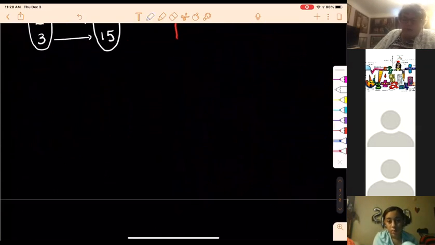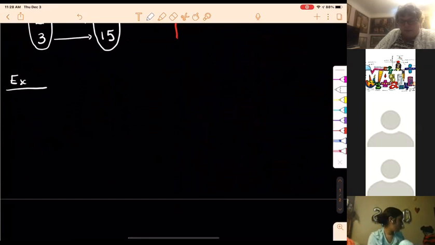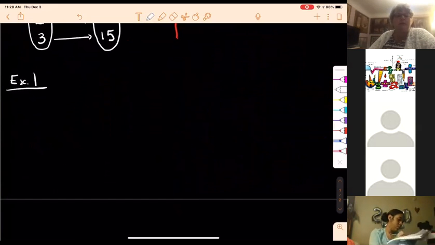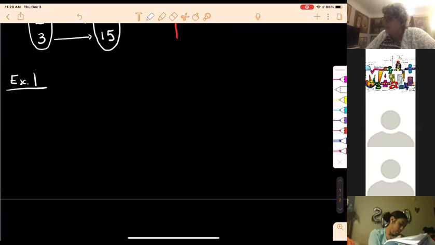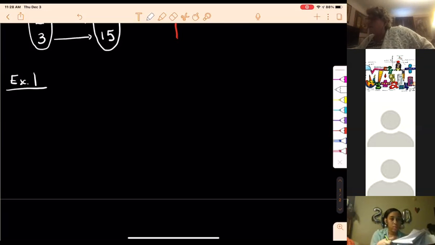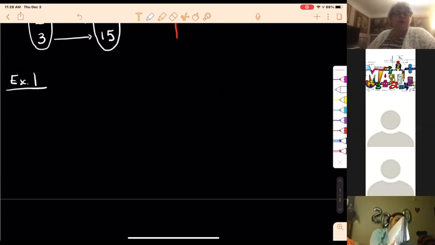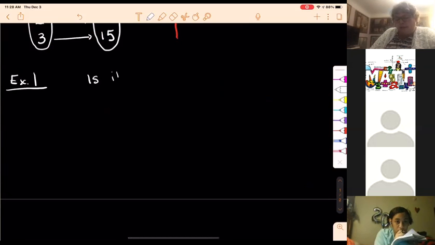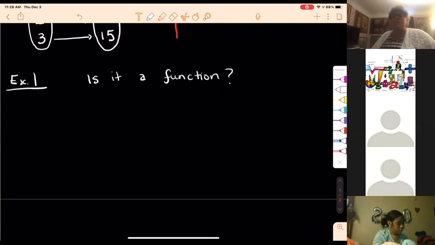Okay, so as we go, I'm just going to call these examples. So this is going to be example 1. And the only thing that I am going to ask you is to determine if there's a function or not. Okay, so is it a function? And I'm going to use the same directions for all of these.